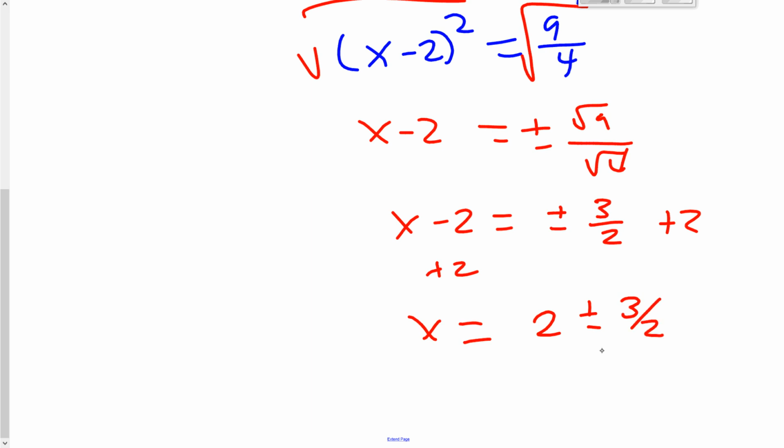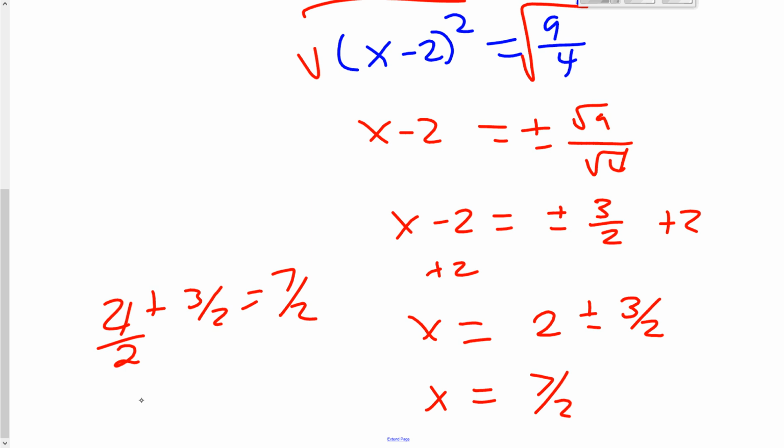I can actually solve this, because those are both numbers. I can take 2 and add 1 and 1/2, so I get 3.5. That is 7/2. I took 2 and added 3/2, so that's 4 over 2 plus 3/2, which is 7/2. That's why I got 7/2. Now I'm going to take 4 over 2 and subtract 3/2. Then I get 1/2. So those are both my answers.